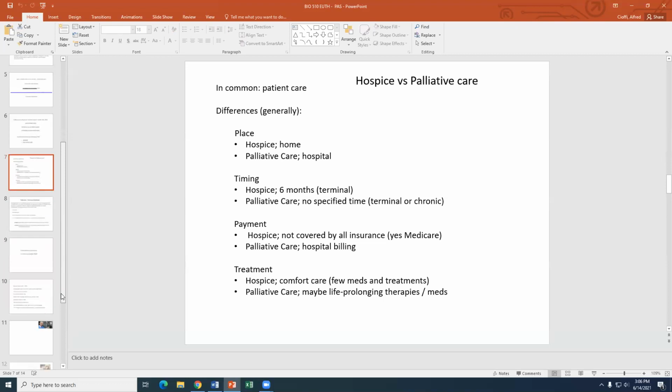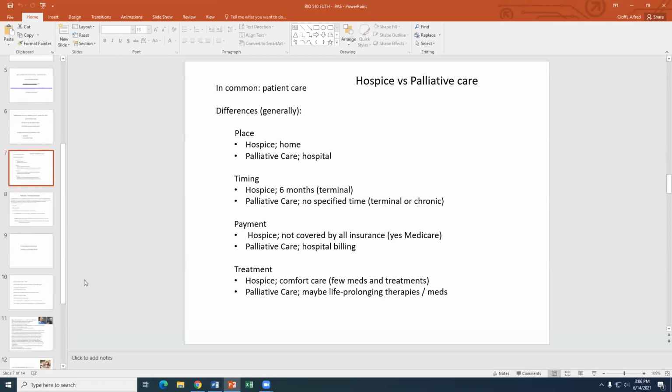Again, the point on these two is that there's a healthy alternative to PAS.